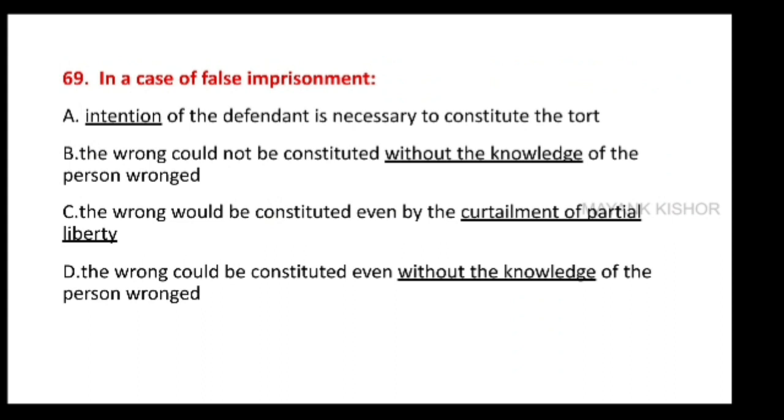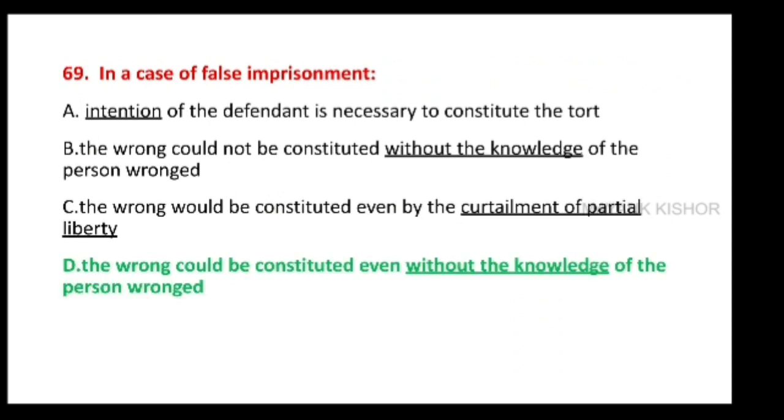Next question, question number 69. In a case of false imprisonment, option A, intention of the defendant is necessary to constitute the tort. Option B, that wrong could not be constituted without the knowledge of the person wronged. Option C, the wrong could be constituted even by the curtailment of partial liberty. Option D, the wrong could be constituted even without the knowledge of the person wronged. And the correct answer is option D, the wrong could be constituted even without the knowledge of the person wronged.